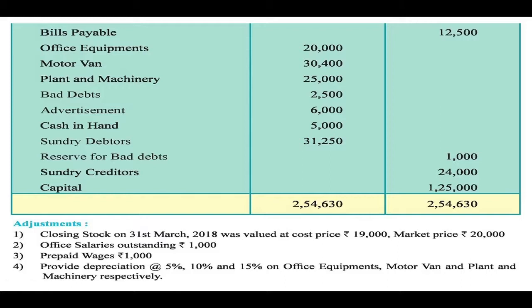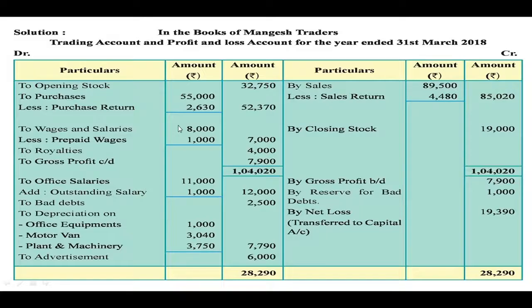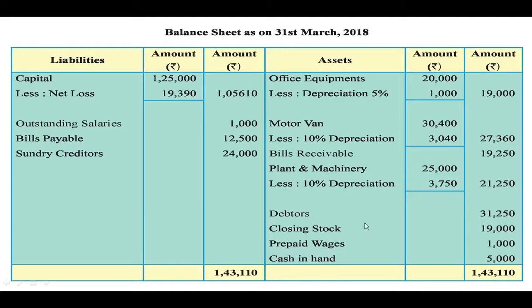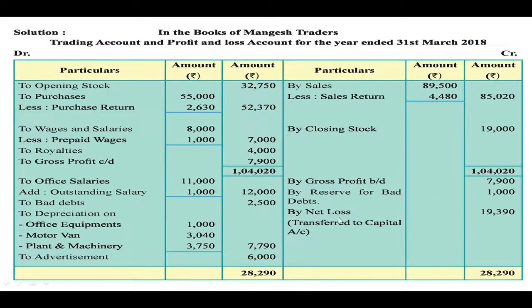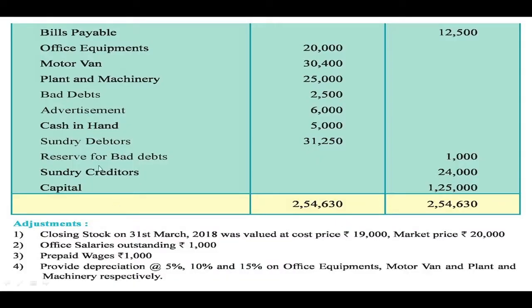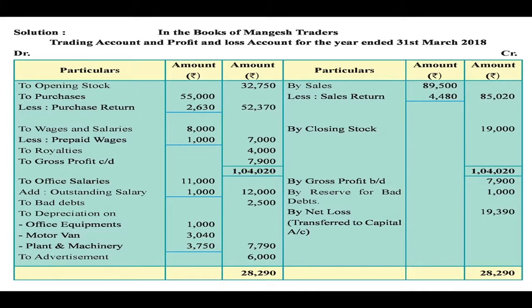Then cash in hand, sundry debtors, these are the current assets. So they are recorded in the balance sheet under assets. See, cash in hand is given here, debtors are given here. Then after that, reserve for bad debts. This is called old RDD. This is the provision made in the last year and continued this year. So it is recorded on the credit side of the profit and loss account. Reserve for bad debts 1,000 is recorded here.